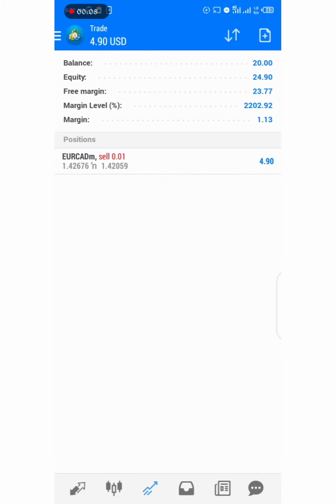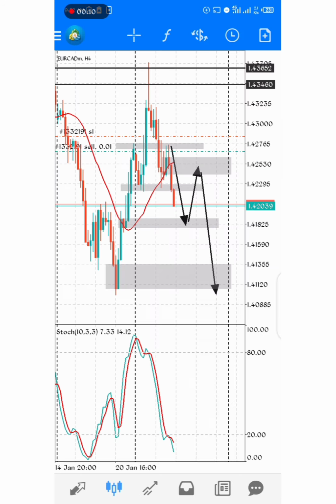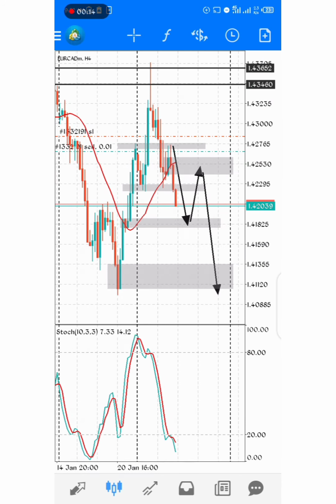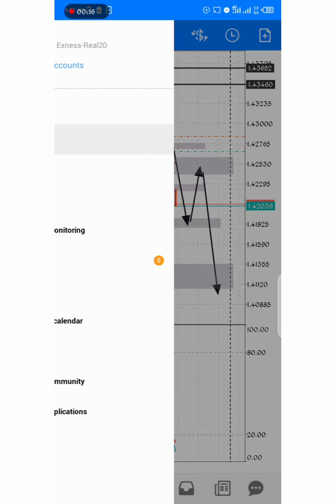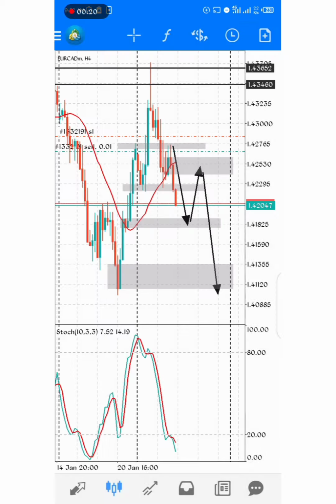Alright guys, price drops, 59 pips in profit. For those who always want to know if it's a real account, check it out. It's a real account, an Xness real account. We're in massive profit. Make sure that if you're in profit, you set break even to lock in some profit in case of price reversal.